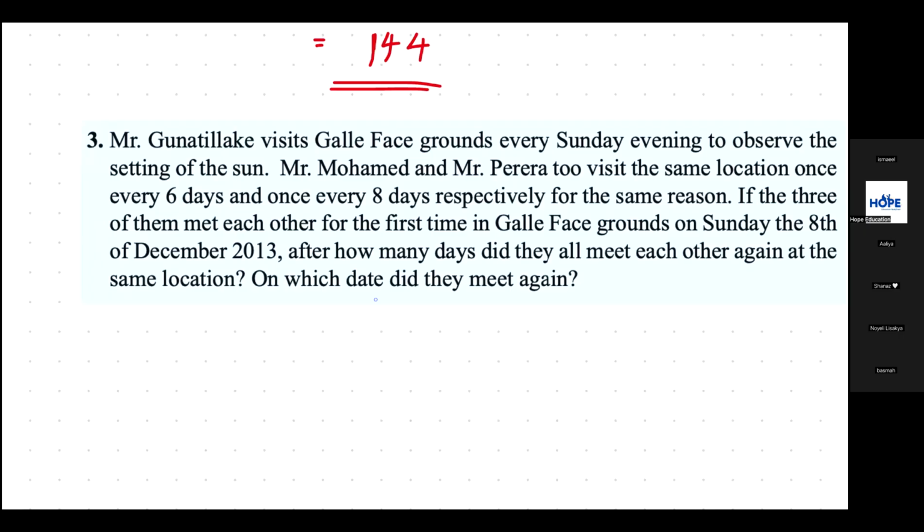All right, so every Sunday evening means how often does Mr. Gunatilaka visit the Golf's ground? Every how many days does he go to the Golf's ground? Every 6 days? Every 7 days, no? From one Sunday to the other Sunday, there are 7 days. Is that clear?